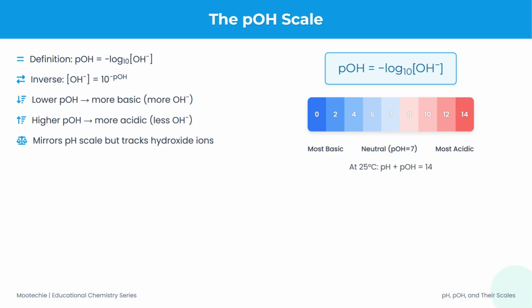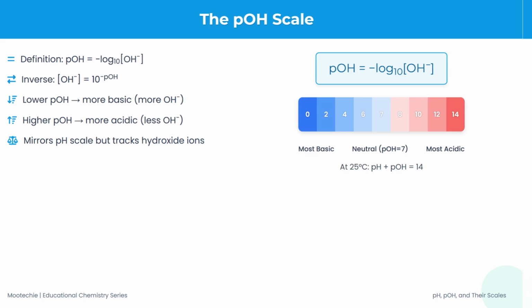On this scale, which also typically runs from 0 to 14, a pOH of 0 is the most basic, and a pOH of 14 is the most acidic. At 25 degrees Celsius, a neutral solution has a pOH of 7. And here's the key relationship. At this temperature, pH plus pOH always equals 14.